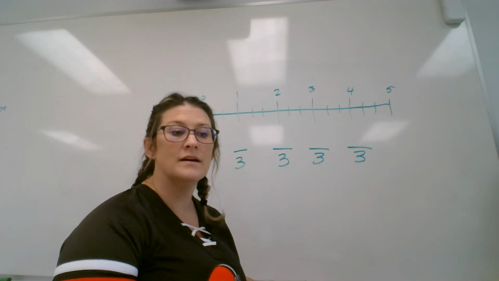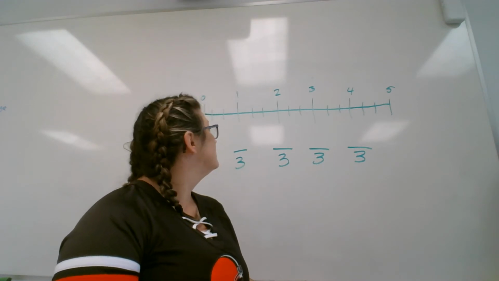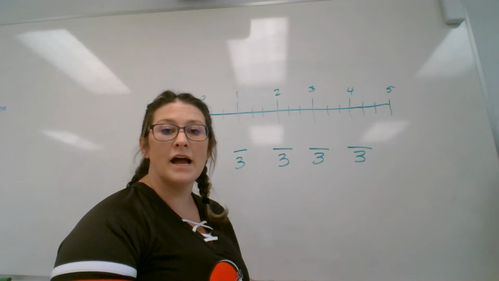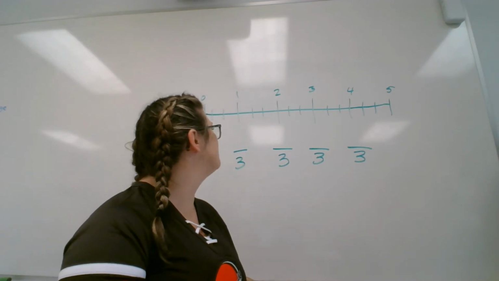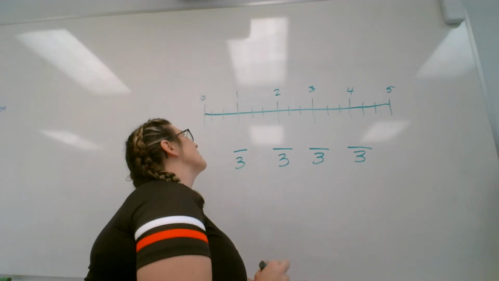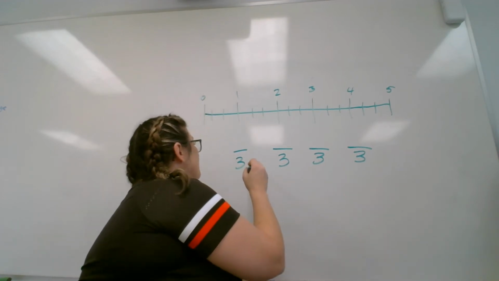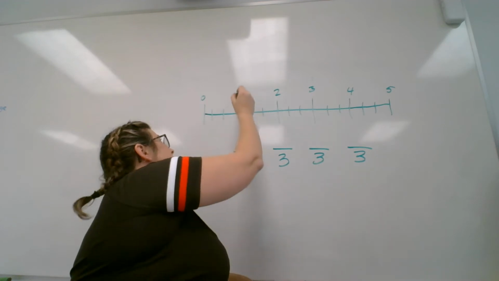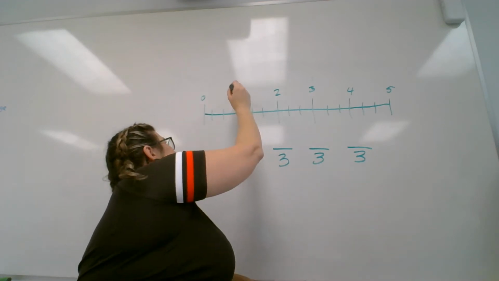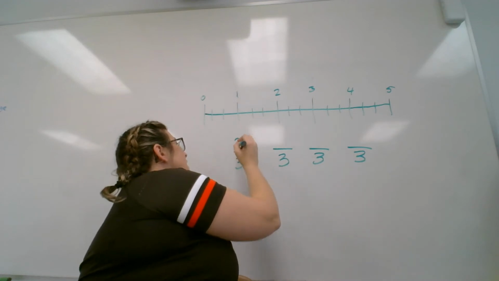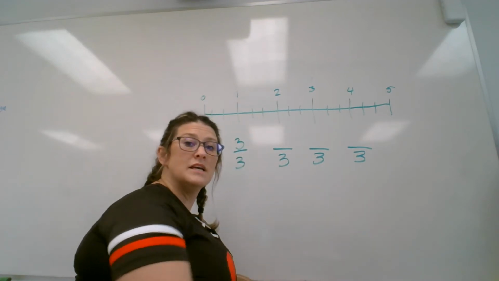Okay? Now, I am going to be multiplying. The next portion is going to be the top number. So to get my top number, the answer for the whole number, I take this bottom number and multiply it by this big number up here. 3 times 1 on your number line is 3. So 3 over 3 is equal to 1.